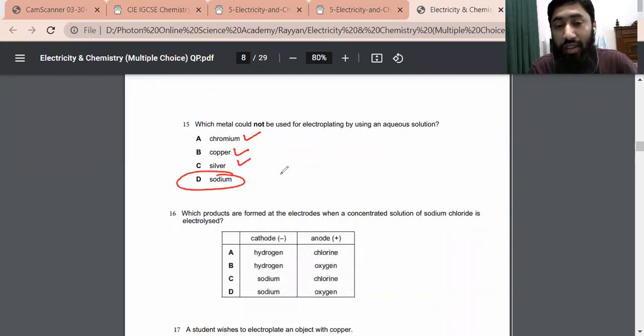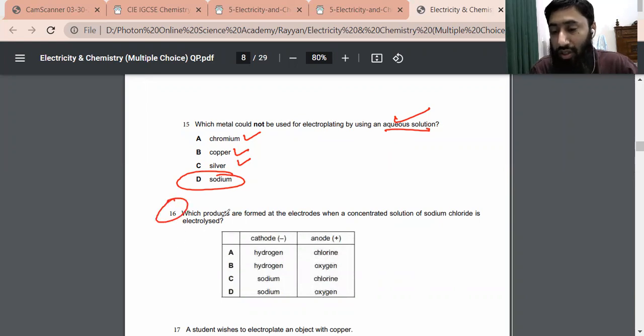Because sodium is very reactive. When we put sodium in aqueous solution, it burns and catches fire quickly. Sodium is very reactive. So sodium is not used for electroplating by using aqueous solution because sodium reacts violently with aqueous solution.